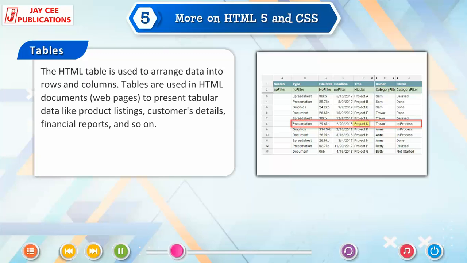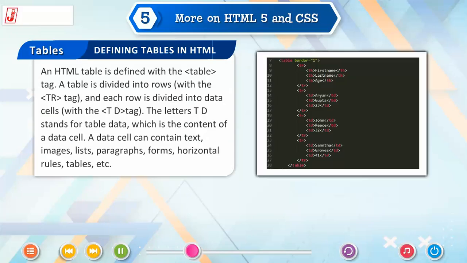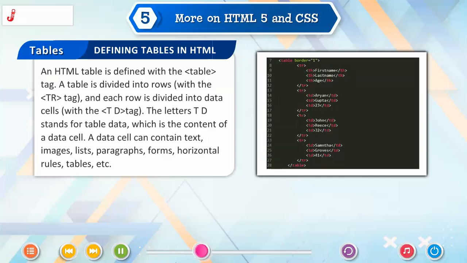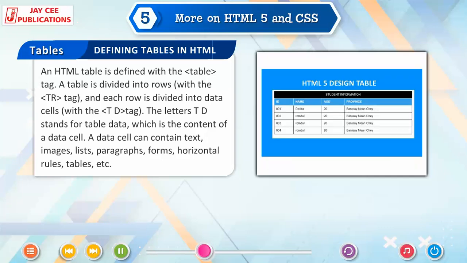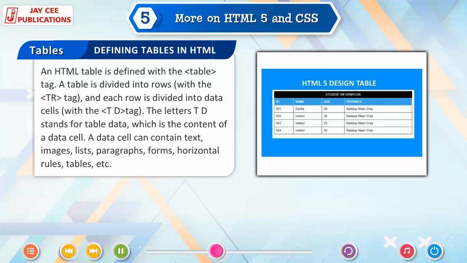Tables are used in HTML documents, that is web pages, to present tabular data like product listings, customers' details, financial reports, and so on. Defining tables in HTML. An HTML table is defined with the table tag. A table is divided into rows with the tr tag, and each row is divided into data cells with the td tag. The letters td stand for table data, which is the content of a data cell. A data cell can contain text, images, lists, paragraphs, forms, horizontal rules, tables, etc.